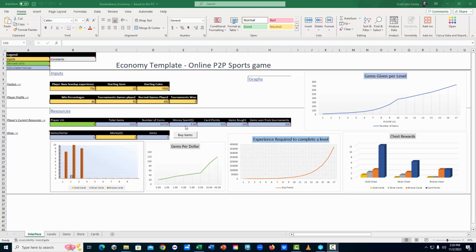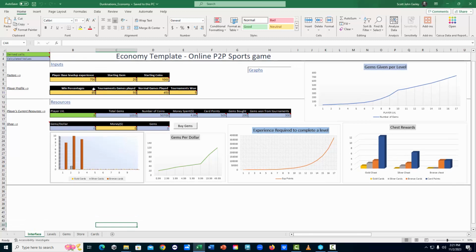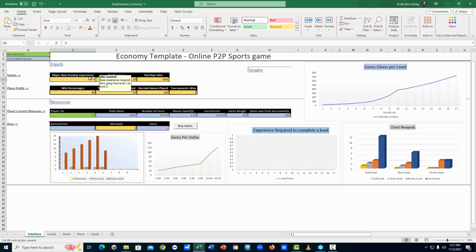Hi guys. So here we have our Excel sheet for our sports game. As you can see, this is our interface page. This is where we'll be giving our inputs, by which we can see how the resources are going to be distributed based on player profile and some factors based on which the game is going to be designed.